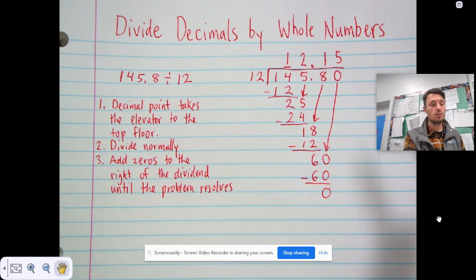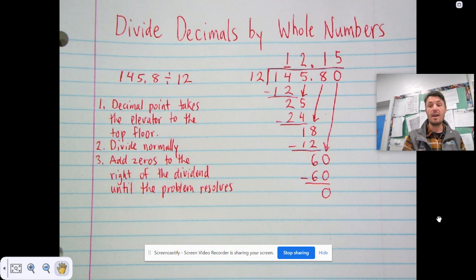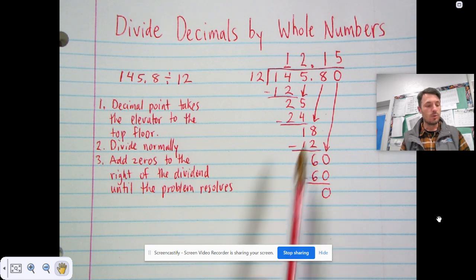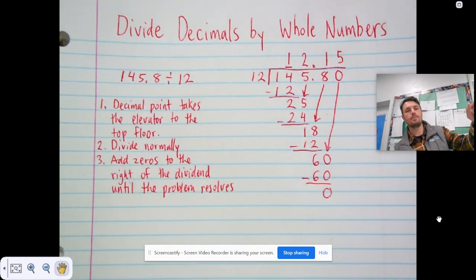Instead of writing remainders, we add zeros to the right of the dividend, bring them down, and we just keep going until the problem resolves or until we realize this isn't going to resolve anytime soon. So I'm just going to stop at, let's say, the 100th place, and round it to the 100th place. Those are the 3 steps. Decimal point takes the elevator to the top floor, divide normally, add zeros to the right of the dividend until the problem resolves. Let's do another example together.